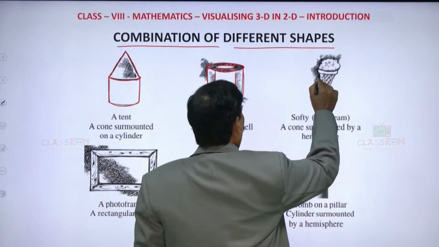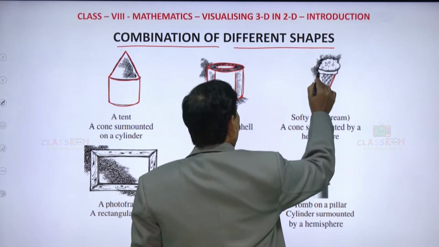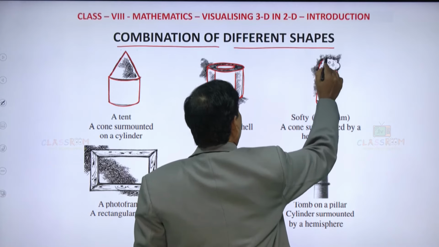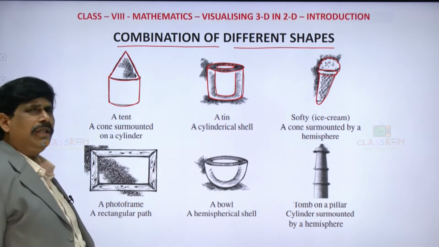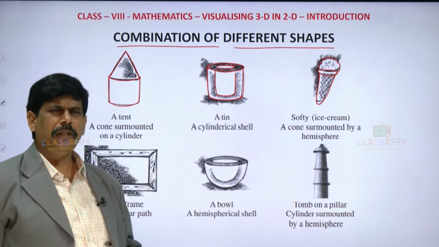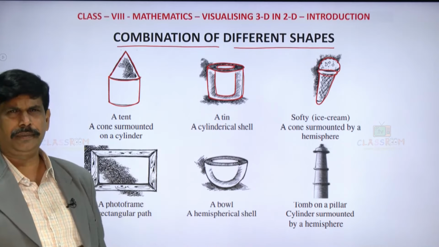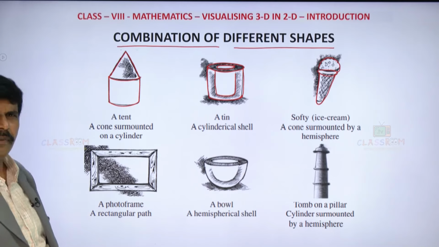See, this is a cone. What is this here? It is a cone. This is a hemisphere. Okay? A cone surmounted by a hemisphere, a hemisphere surmounted on a cone. Clear? And what we are seeing here, one photo frame.